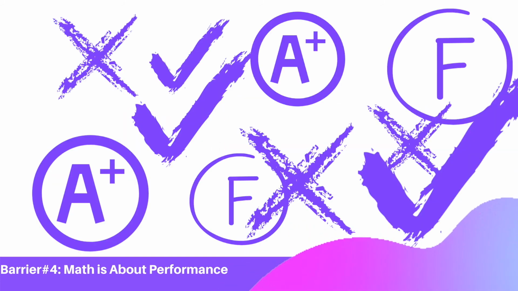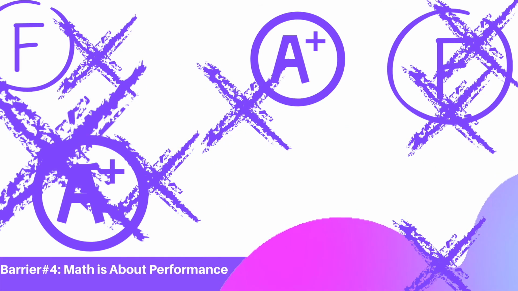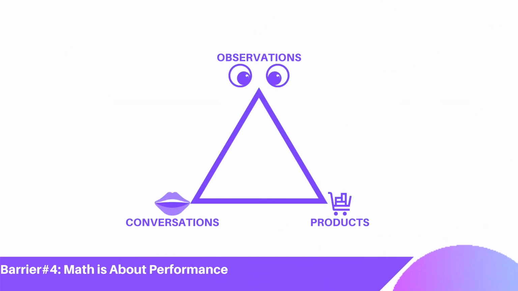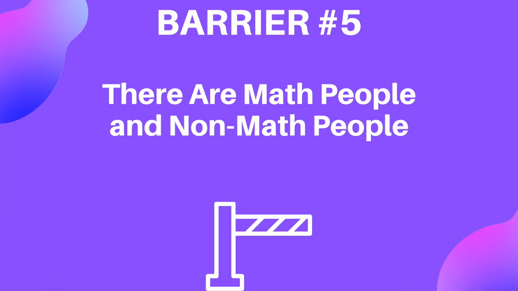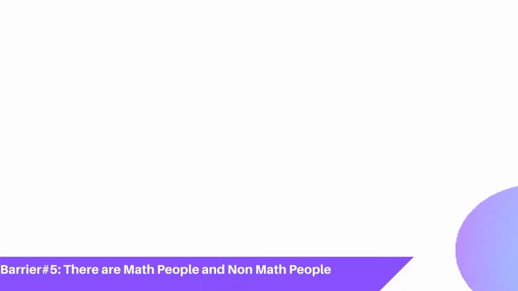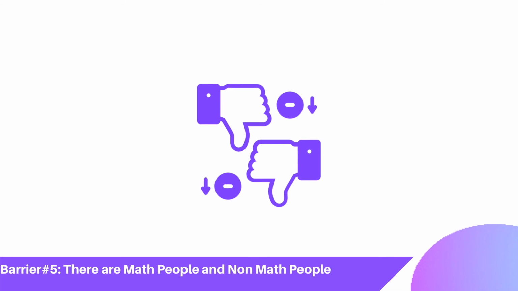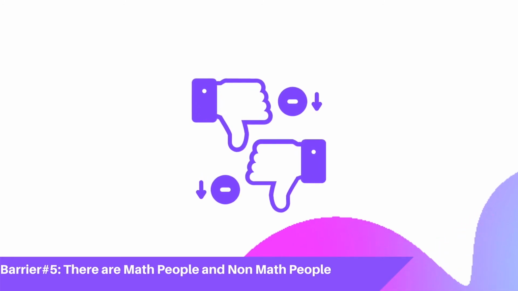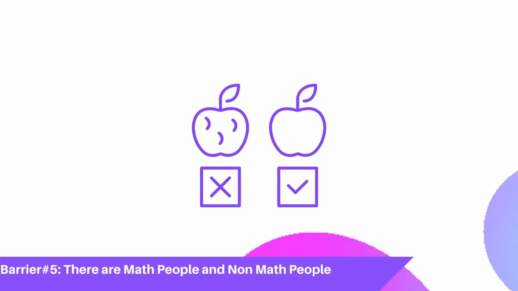Instead of grading or quantifying every task to rank and sort students, collect triangulated evidence that captures the richest picture of student learning. Barrier number 5. There are math people and non-math people. When educators hold deficit views of students and do not see all students as capable learners, this leads to formal and informal streaming of students.